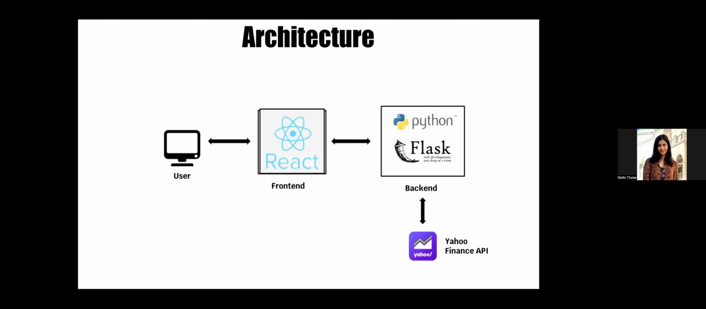Talking about the architecture of the project, the front end is built using React, and a Material UI template is used for styling. On the backend, we are using Python with the Flask framework. REST APIs are developed to communicate with the front end, and we are using the Yahoo Finance API to get real-time details of the stock.